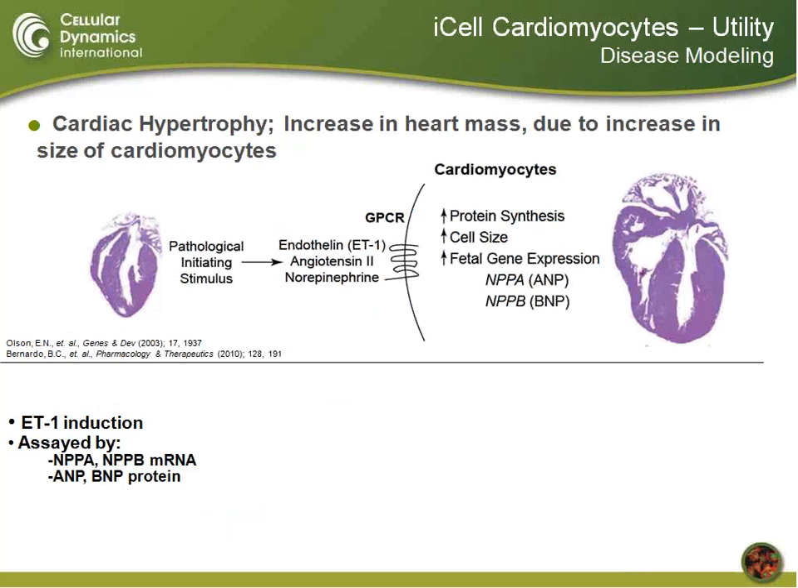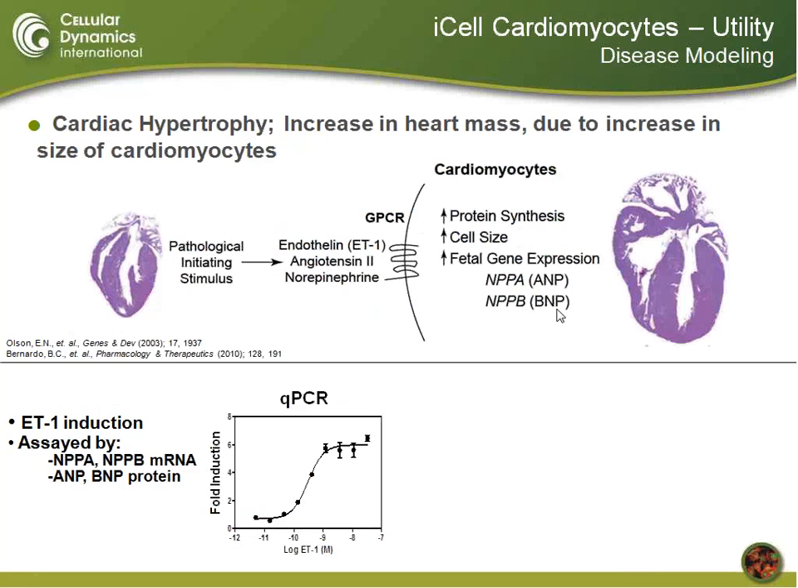Now, another discovery application is disease modeling. For this example, we'll use cardiac hypertrophy, which is simply an increase in cell size. As you can see from the image here, the small heart becomes the large heart, but there's a lot of involved pathways in the process. And you get an increase in protein synthesis, in cell size, and fetal gene expression.